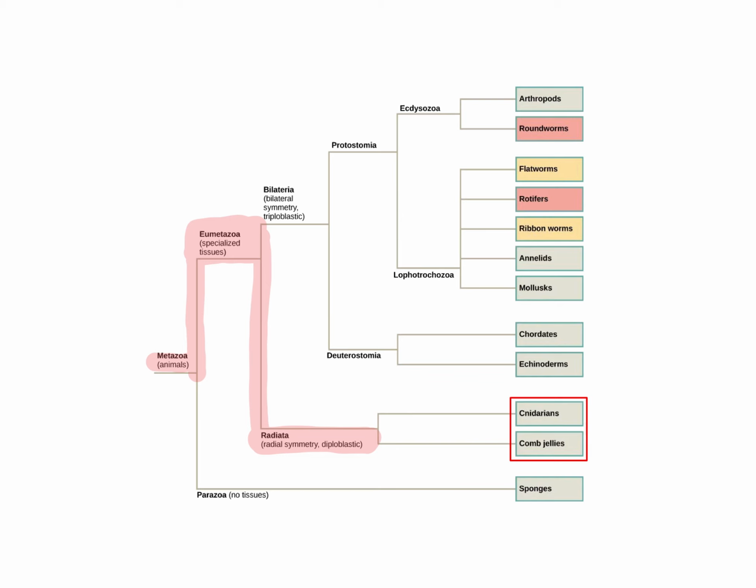They are also diploblastic, which means that they have two germ layers during embryonic development. And then we are further going to be talking about the phyla Cnidaria and Ctenophora. The cnidarians are just more commonly referred to as jellyfish or jellies, and Ctenophora are comb jellies.